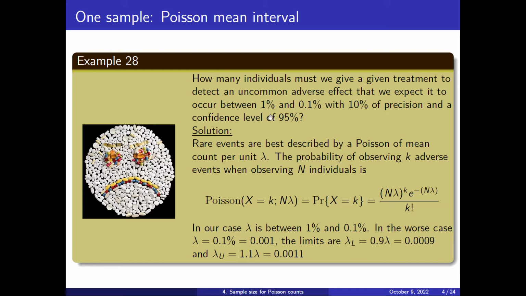100,000 population size is given by this formula. The main parameter here is lambda. Lambda can be described as the mean count per unit, kind of what is the probability per person of having this adverse effect.